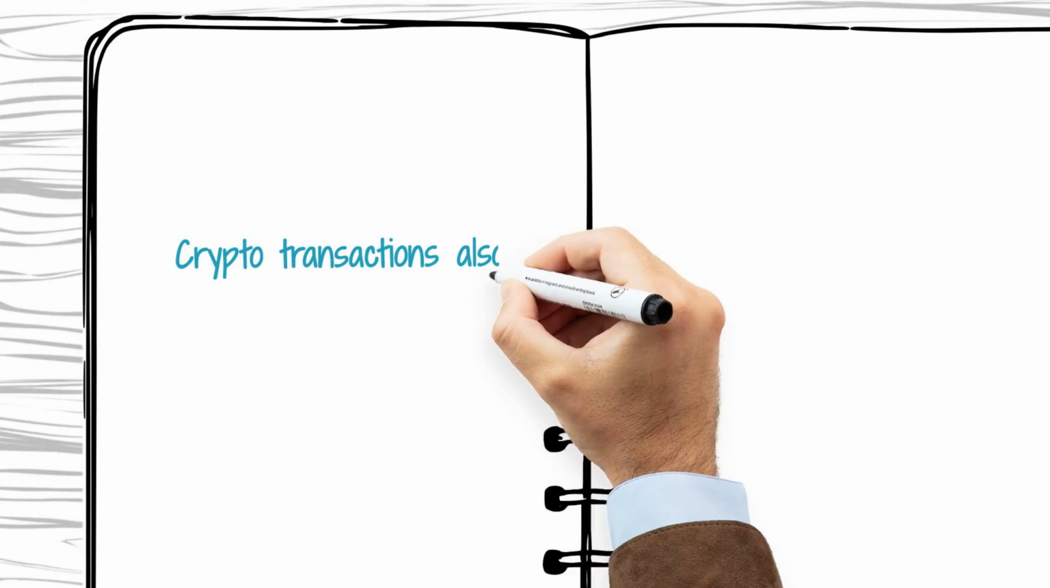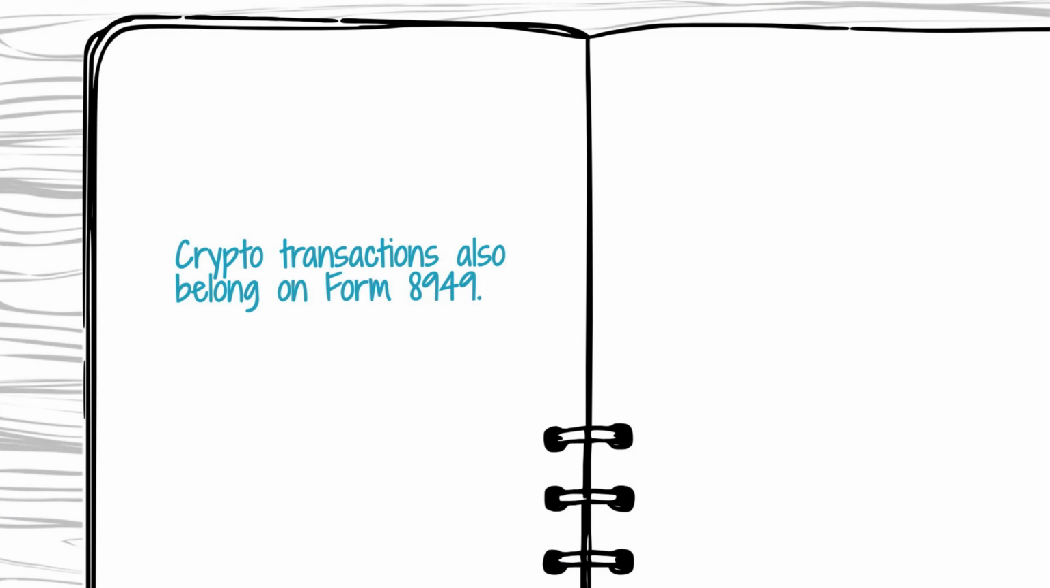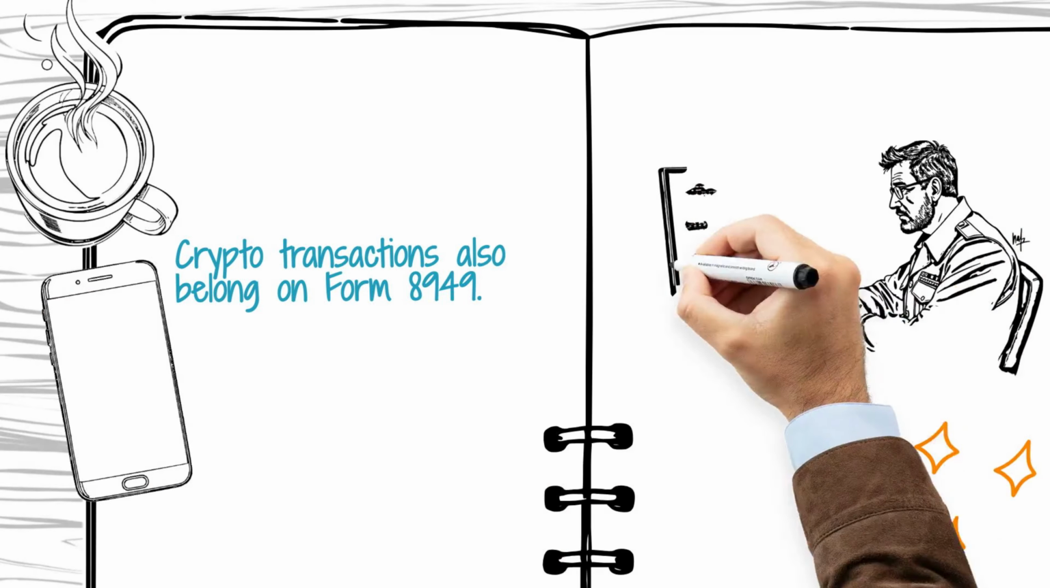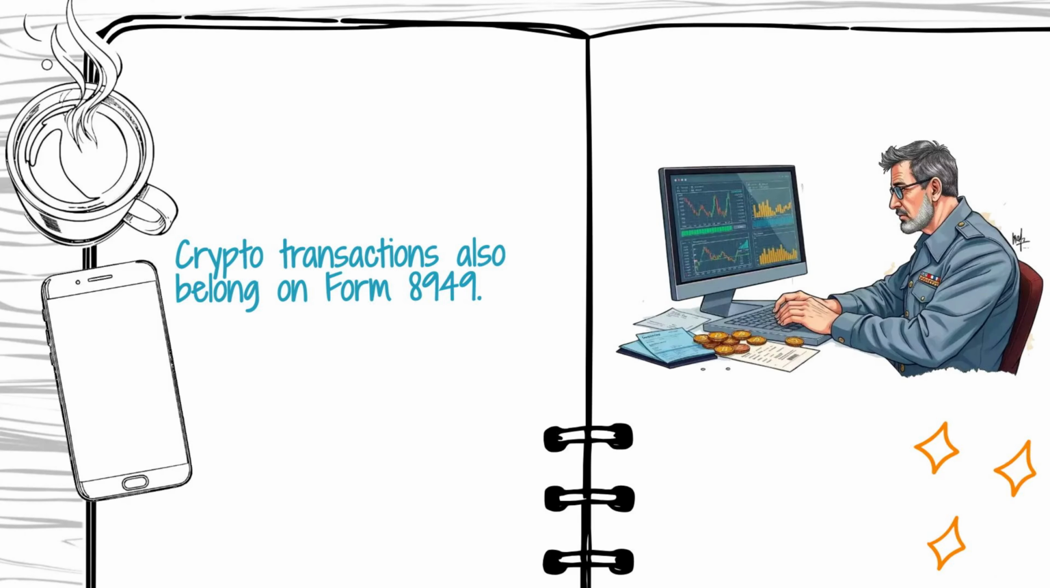Cryptocurrency also shows up frequently on this form. The IRS treats digital assets as property, not cash. That means selling crypto, trading one crypto for another, or using crypto to buy something can all trigger reportable transactions. Each one belongs on Form 8949.